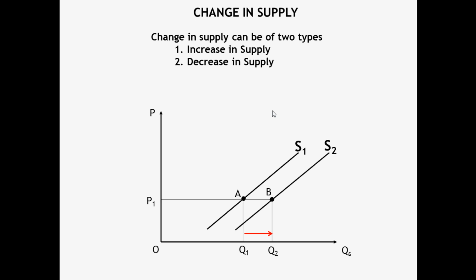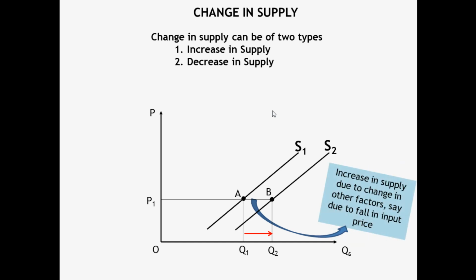Therefore, increase in supply takes place due to the change in other factors like fall in input price, and it causes a rightward shift in the supply curve.